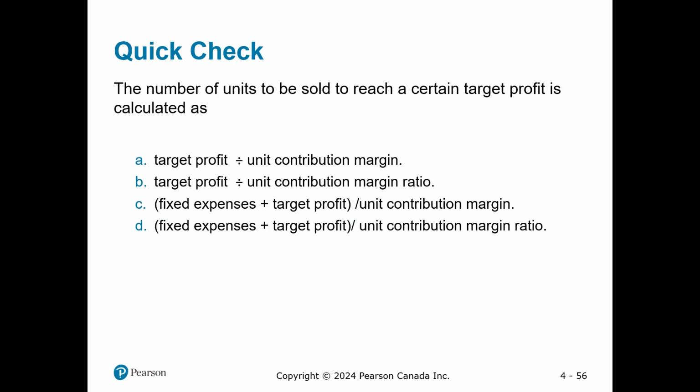The number of units to be sold to reach a certain target profit is calculated as A, target profit divided by unit contribution margin, B, target profit divided by unit contribution margin ratio, C, bracket, fixed expenses plus target profit, close bracket, divided by unit contribution margin, and D, bracket, fixed expenses plus target profit, close bracket, divided by unit contribution margin ratio. We already know the answer to this is going to be C. It's going to be divided by the unit contribution margin, the dollar value. That calculates the number of units to be sold to make a target profit.